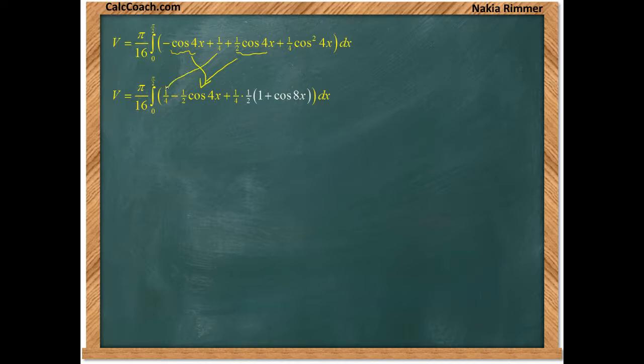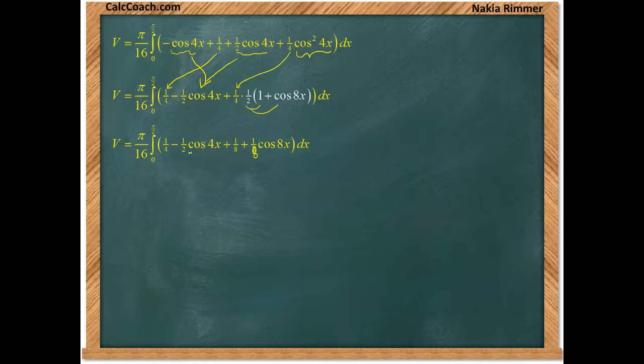We have this 1/4, and we have this 1/4, and now we decompose cosine squared on 4x with 1/2, 1 plus the cosine on 8x, double the angle. And now let's distribute. So we're talking about a fourth minus a half cosine 4x plus an eighth plus a fourth. Oh, that should be an eighth, I'm sorry. Plus an eighth of the cosine on 8x.